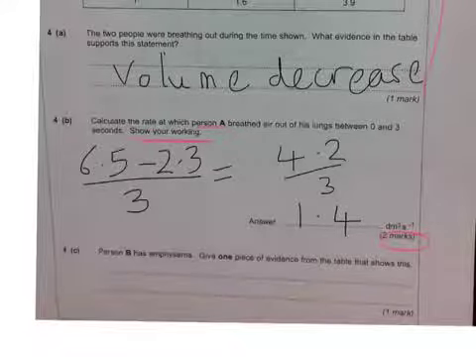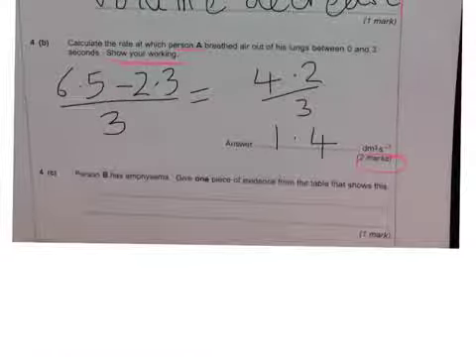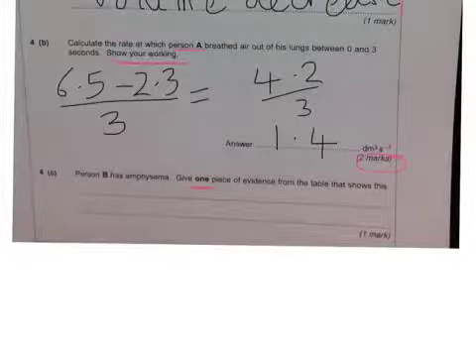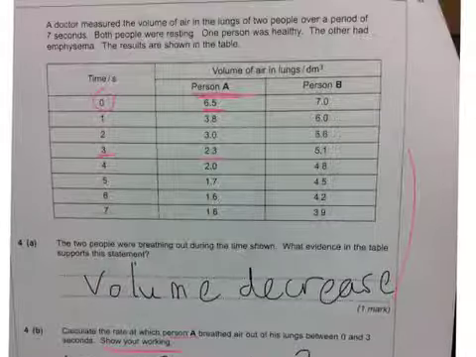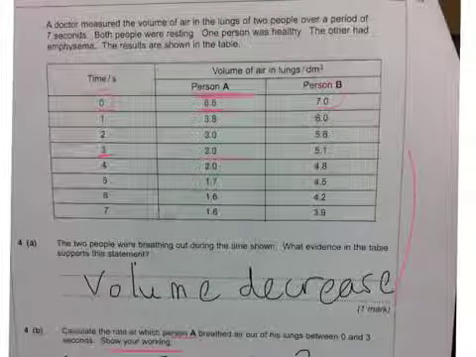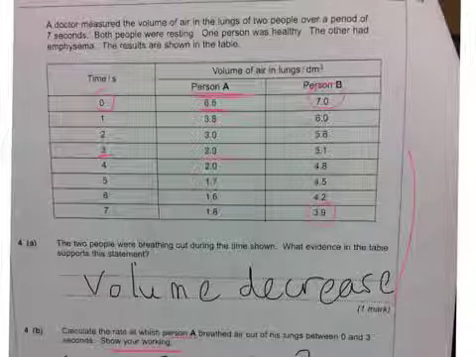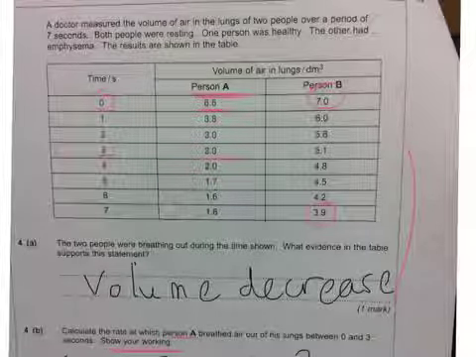Okay, part 4c. Person B has emphysema. Give 1 piece of evidence. You only have to give 1 piece of evidence, okay, that's showing that that person has emphysema. So you go back to your chart and you'll notice that actually they had more air in their lungs at the start, but they had less. They had more air in their lungs at the end. Sorry, that was incorrect.